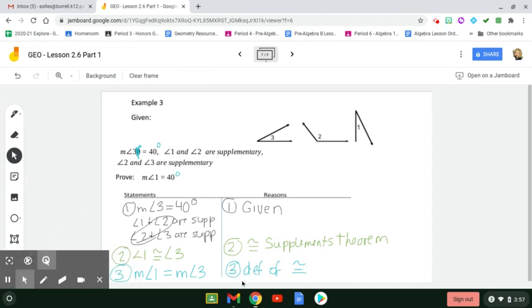So I say we're almost there. If you look here, we know the measure of angle 1 is equal to the measure of angle 3. I know that the measure of angle 3, from our given statement, is already equal to 40 degrees. So we got that up here, and I'm going to plug that in. I know that that's equal to 40 degrees.